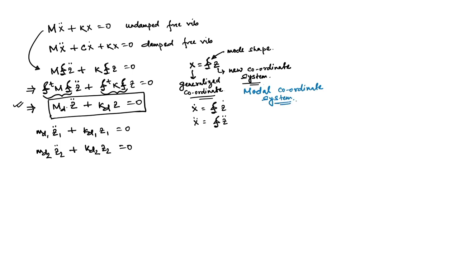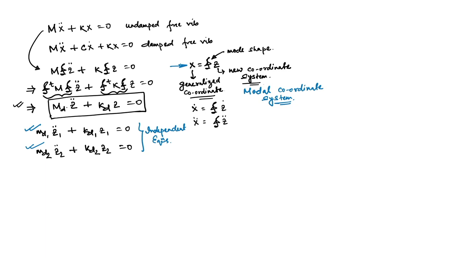So, we started with generalized coordinate, now we have modal coordinate, and the advantage in the modal coordinate is that they are independent equations. Because they are independent equations, we can solve them independently. You see the first equation, this is an equation of a single degree of freedom system, and the second one is also a single degree of freedom system equation. The solution of single degree of freedom system we already know, and then we can use that solution and find out what is z 1 and z 2. And the moment we find out z 1 and z 2, we can go back to this equation and then find out what is x 1 and x 2.